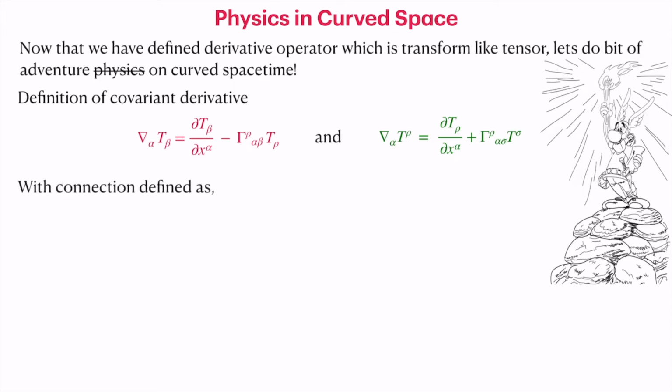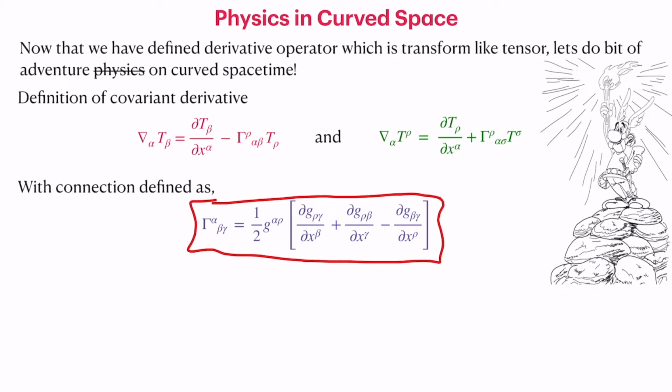So the connection in general is arbitrary, and it allows you to define the covariant derivative. However, we are sticking to Riemannian geometry, where the connection is closely associated with the geometry or the metric. In this case, the connection is defined in terms of partial differentiation of the metric components, as given by this equation here. In this case, the connection is called the Christoffel symbol.